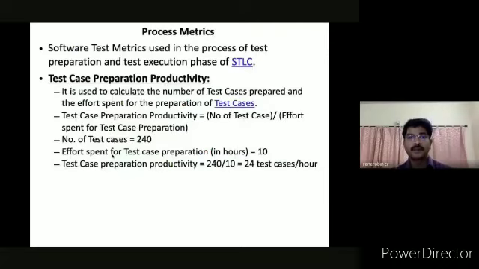Now, process metrics are software metrics used in the test preparation and test execution phases of the software test life cycle. Test case preparation productivity is used to calculate the number of test cases prepared and the effort spent for the preparation of test cases. It is equal to the number of test cases divided by the effort spent for test case preparation. If the total number of test cases is 240, and the effort spent for test case preparation is 10 hours, then the test case preparation productivity is 24 test cases per hour.